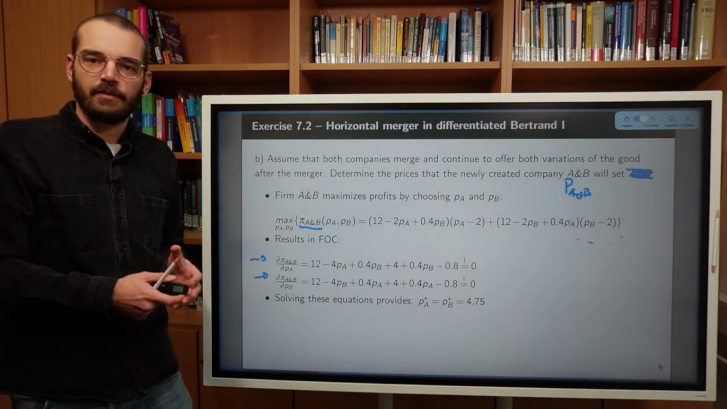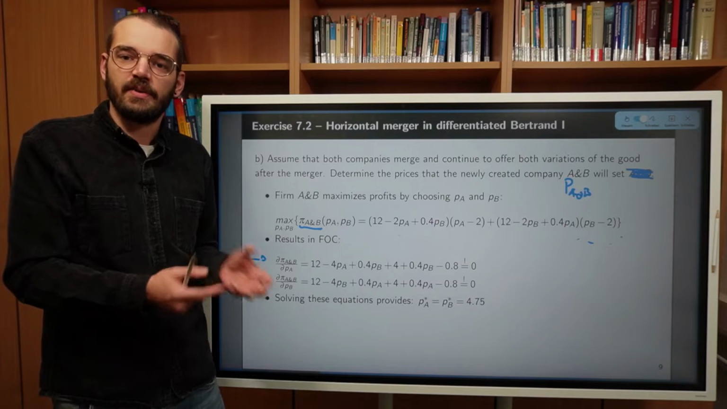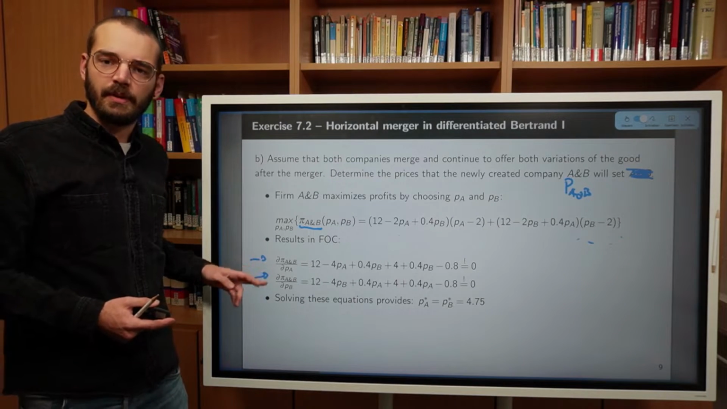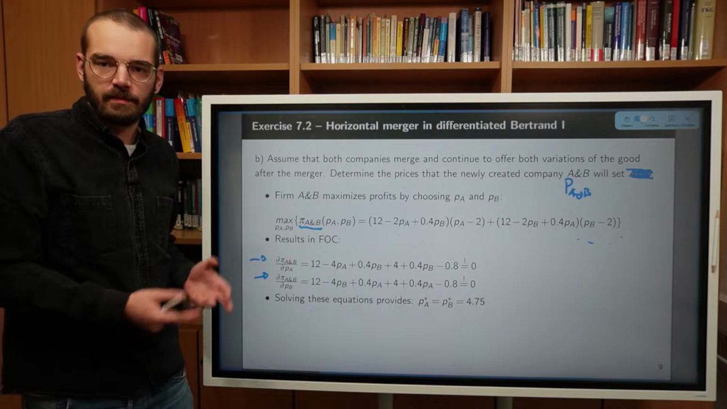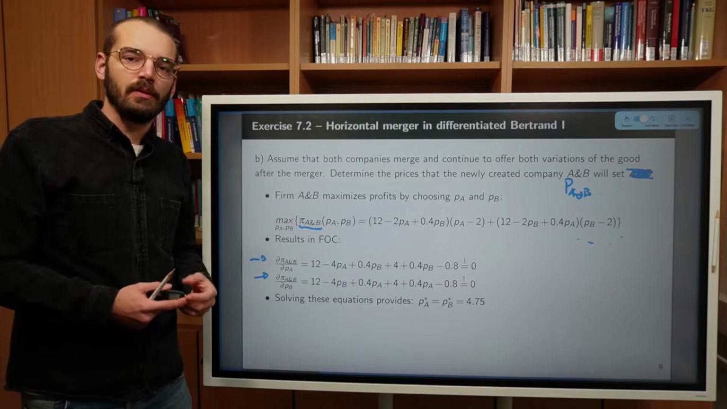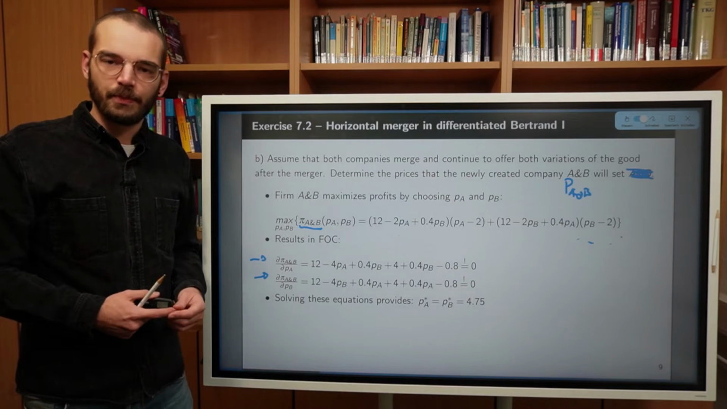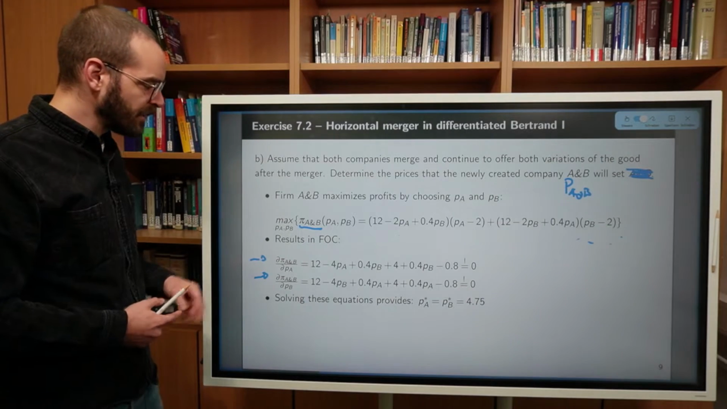The following step is of course the exact same as it was in the previous situation. We have now a linear equation system where we have two equations and two parameters, PA and PB, so we can simply solve this equation system by substituting, or whatever way you prefer to solve this kind of problem.